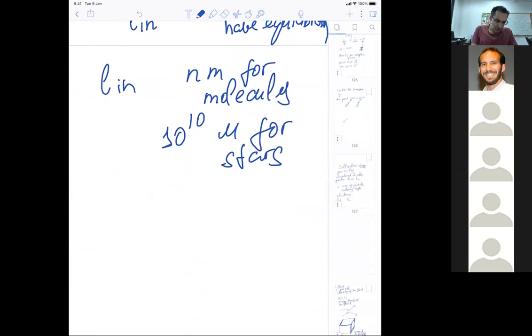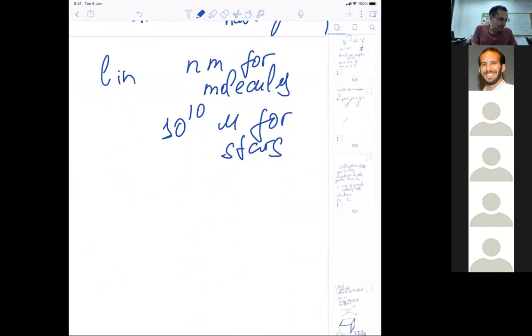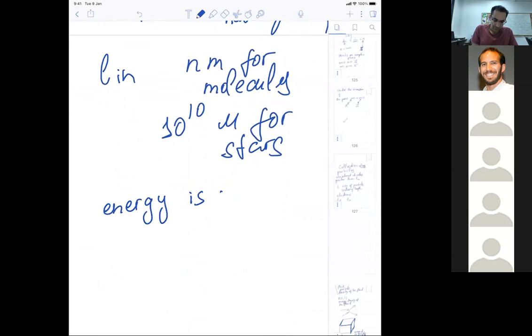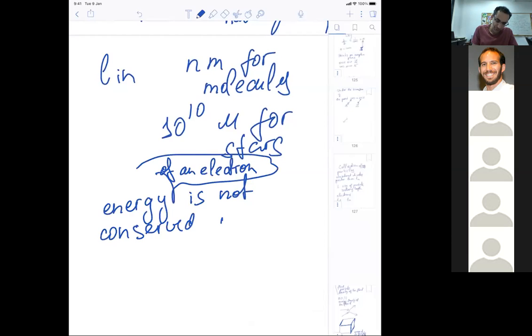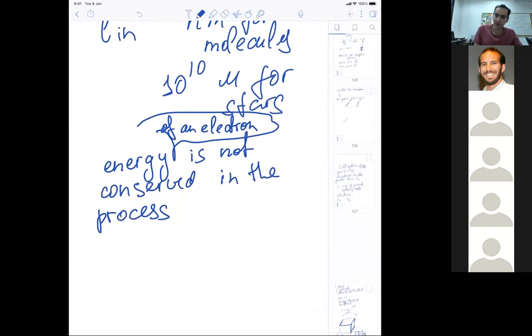For example, when we talked about electron scattering, we noticed that the energy of an electron is not conserved in the process. Let me say it again. Energy is not conserved in the process of electron collision.